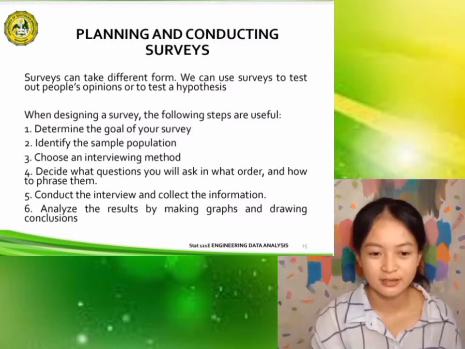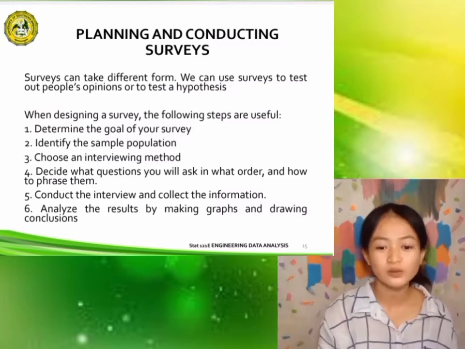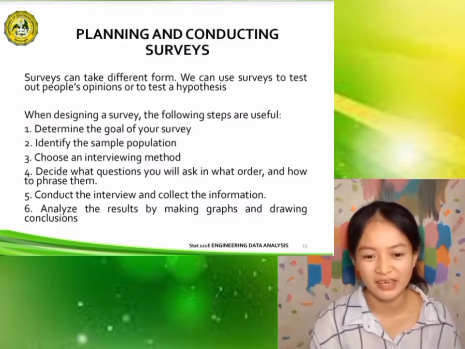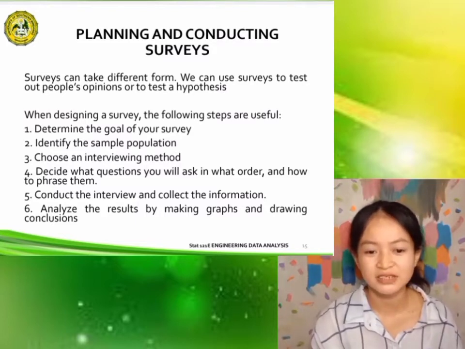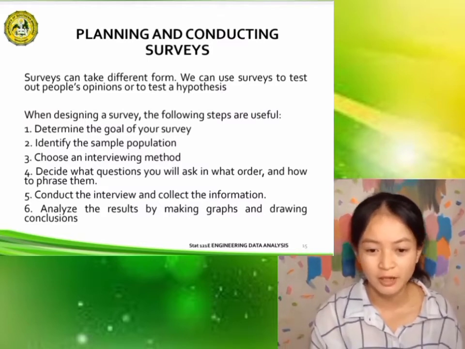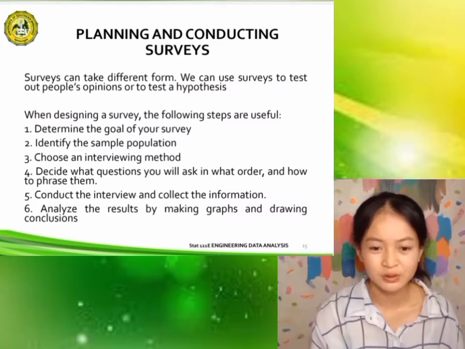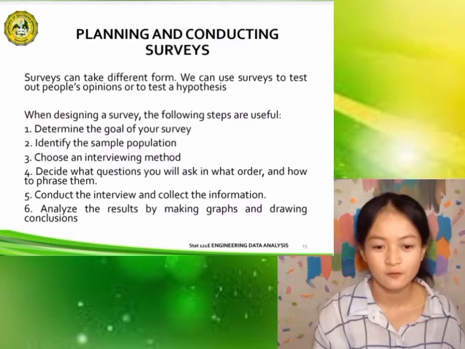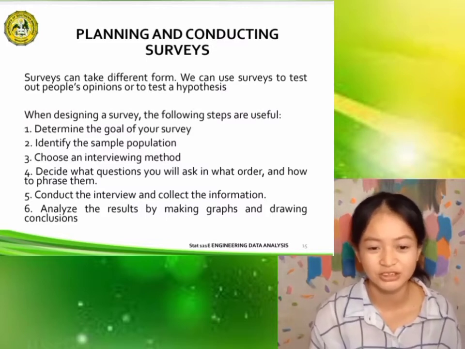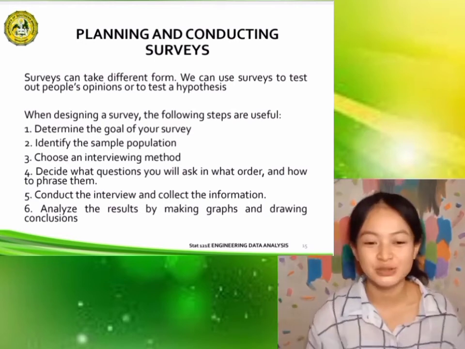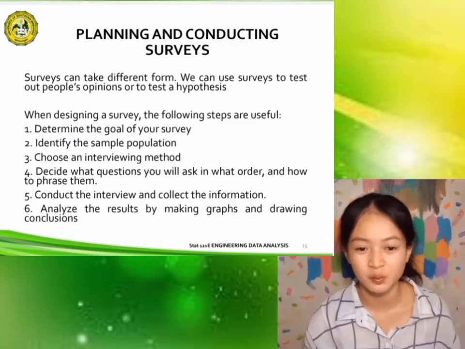The next step is to decide what questions you will ask, in what order, and how to phrase them. Before designing a questionnaire, make a list of all relevant topics that you want to cover and obtain information about. Make sure to include everything you need to answer your research question. You should take this phase seriously because once data collection begins, you will not be able to change your questionnaire. The last step is to analyze the result by making graphs and drawing conclusions.